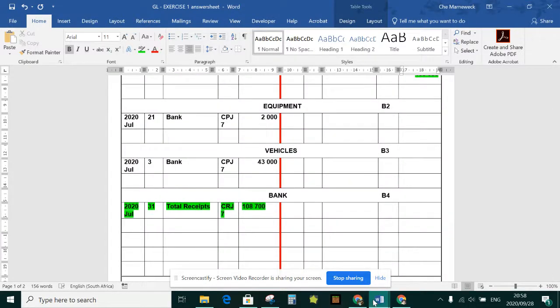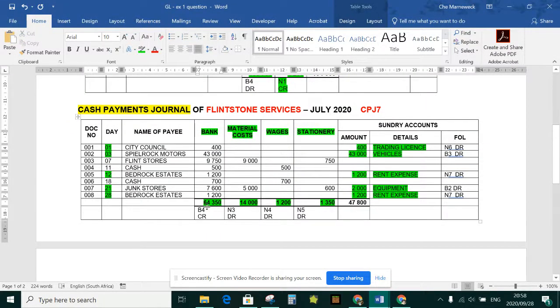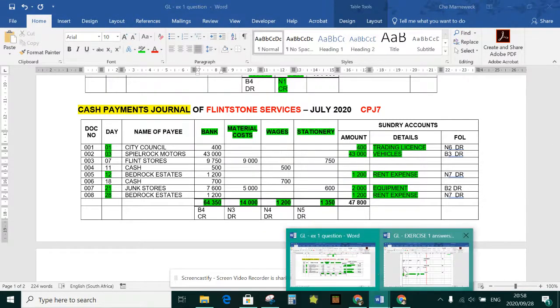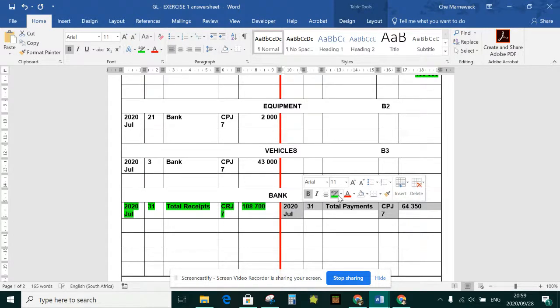I'm now going to post the total of bank from the cash payments journal. It goes on the credit side. It's a column, so I post the total of the column on the last day of the month. So in bank, 2020, July, the 31st. I can't say total receipts. I can't say banks. I'm going to say total payments, CPJ7. And the total value of that bank column is 64,350. Now, I've posted that on the credit side of bank.